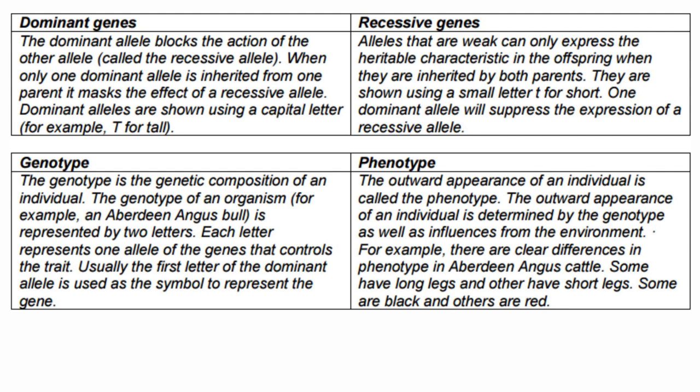The outward appearance of an individual is called the phenotype. The outward appearance of an individual is determined by the genotype, as well as influences from the environment. For example, there are clear differences in phenotype in Aberdeen Angus cattle. Some have long legs and others have short legs. Some are black and others are red.